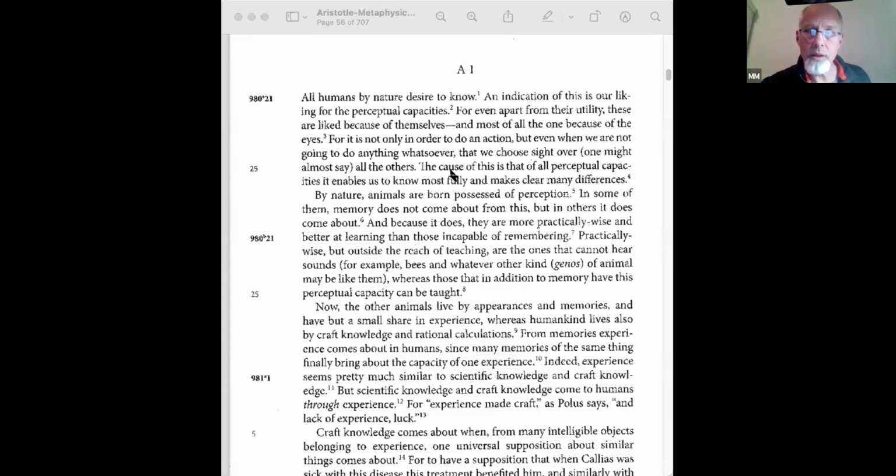So, in Book Alpha, he talks a little bit about knowledge, and then he talks about causes. And so our first task is to understand what these two things have to do with one another.